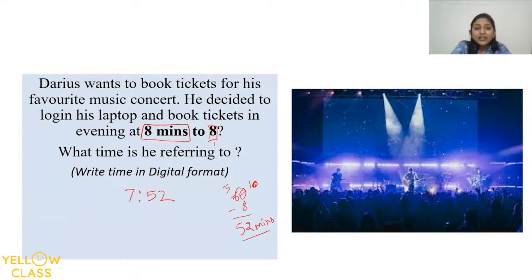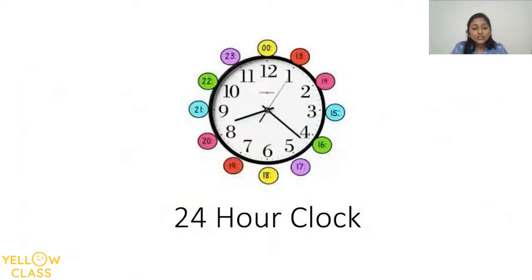Right? So one by one we are doing, children, because whenever we are writing in the digital format, we are writing the time that has passed. Whereas in word format, we can also write using the word to, which means that the time has not yet happened. So that's why the time is 7:52 at which he thought of booking the tickets. Okay, good job.